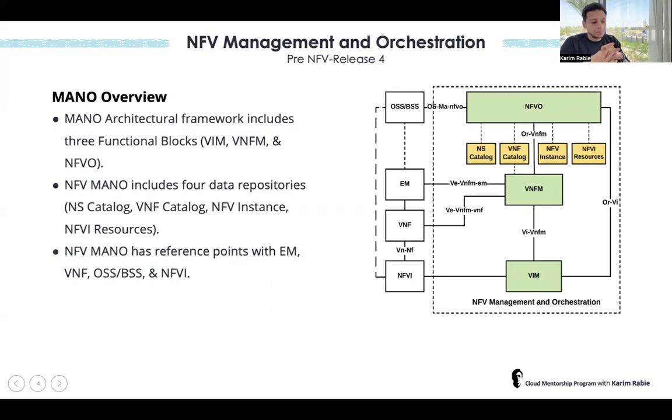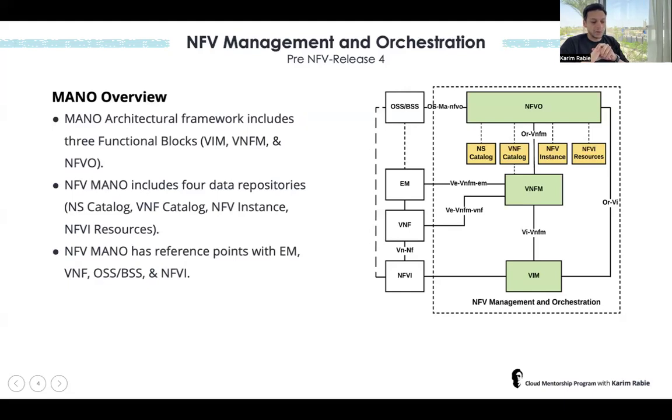And we will be focusing heavily in this session on the VNFM and NFVO roles. As you see, there are 4 data repositories in the framework: the NS catalog, the VNF catalog, NFV instances, and the NFVI resources. If you observe this kind of relation, only the VNF catalog is accessed by both network elements, the NFVO and the VNFM. So today we are going to discuss what is inside the VNF catalog.